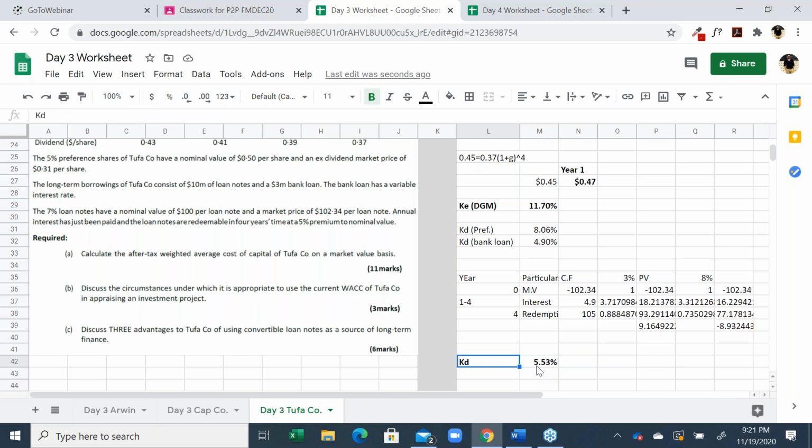Ashar, what we did in the last session was we did it for just 1 year. So the debt was going to be redeemed in just 1 year. That was just 1 year calculation. We can't do it here because it is going to be redeemed in 4 years' time.